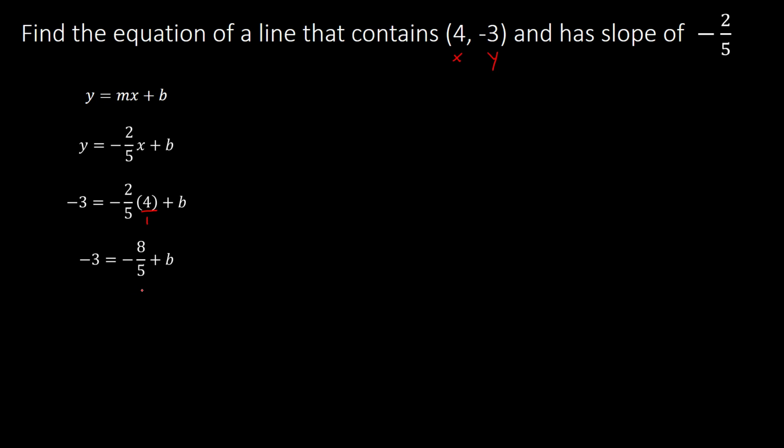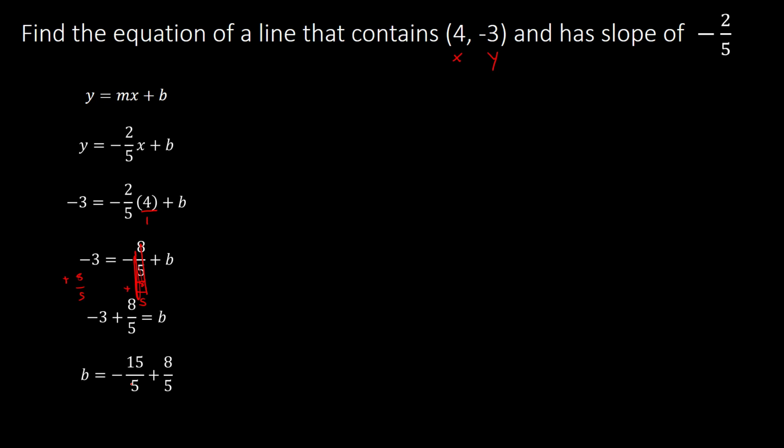And then, to get b by itself, I just need to get rid of this -8/5. So to do that, I can add a positive 8/5, because -8/5 plus 8/5 will cancel. And then I'd add 8/5 over here as well. So I have b equals -3 plus 8/5. And remember, to add fractions together, I need a common denominator. So I need a denominator of 5, so I can convert the -3 into -15 over 5.